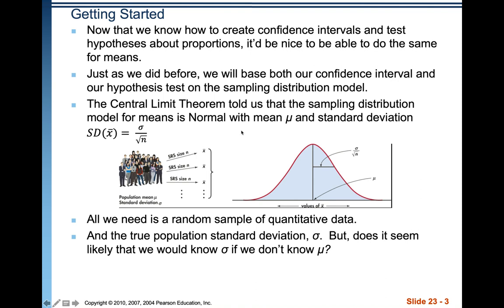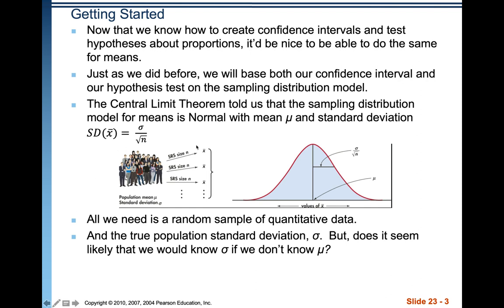The central limit theorem told us that the sampling distribution model for means is normal with a mean of mu and standard deviation of sigma divided by square root of n. So remember, the scenario is we have this population that has a mean of mu and standard deviation of sigma. And whether we are doing a hypothesis test about the value of mu or a confidence interval about mu, we are trying to estimate mu. So we report back the sample mean of X bar.